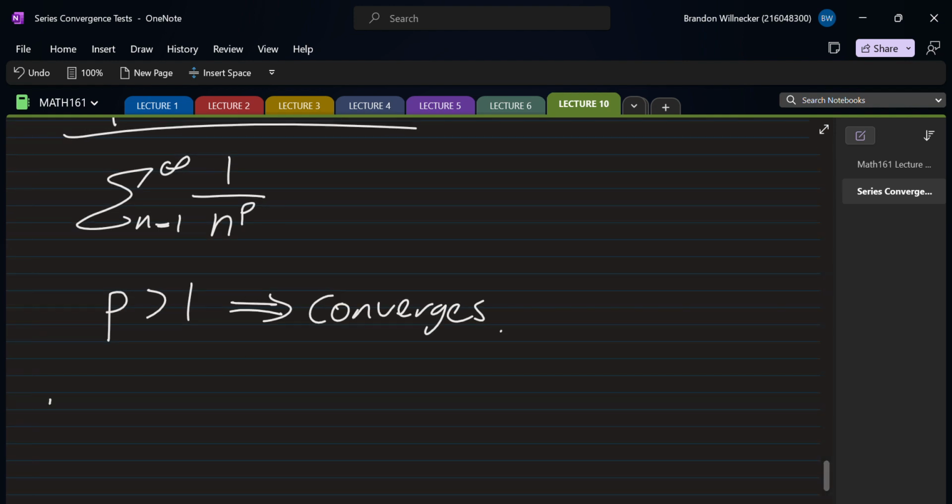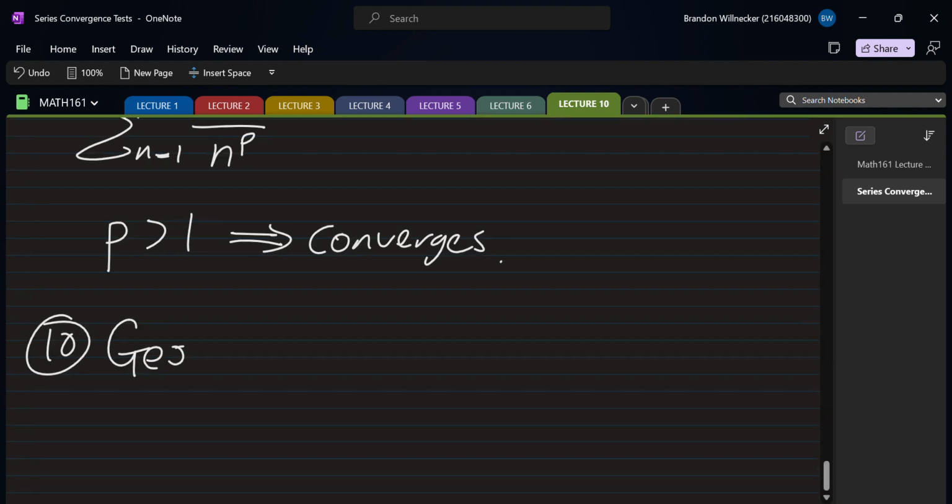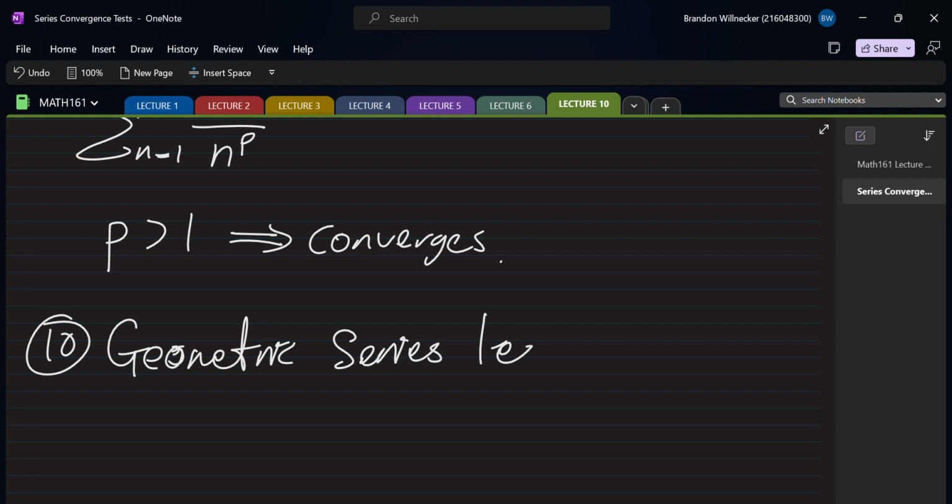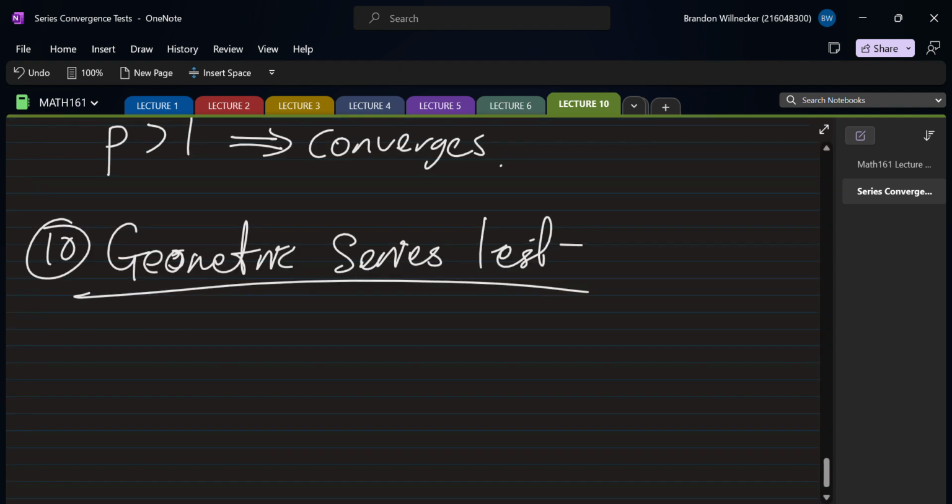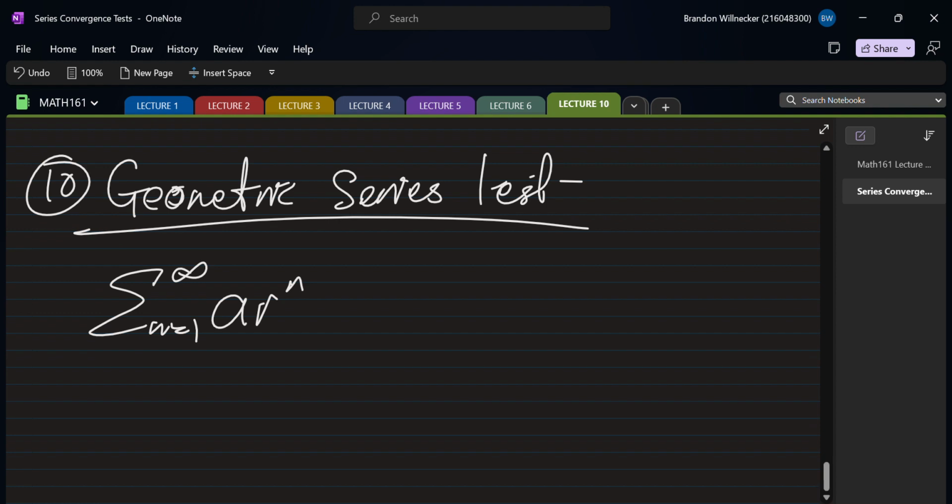Okay, and then the last one, number 10, is the geometric series test. For this one, we're interested in those geometric series, like from high school. So we have the sum from n equals 1 to infinity, ar to the n. We've got some a value, and r, we know that's the ratio between the terms. It can be either positive or negative, this ratio r, so it could be alternating.